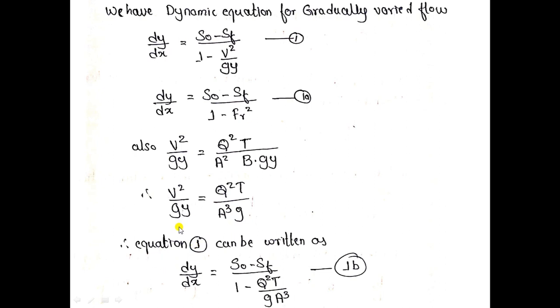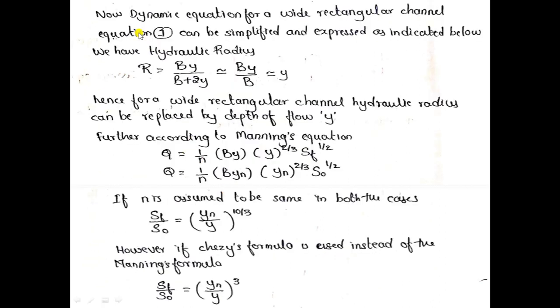Now, if we simplify this, equation 1 can be rewritten as dy/dx = (S0 - SF) divided by (1 - Q²T/(gA³)). Let me call this equation 1b. Now, for a wide rectangular channel, I can simplify equation 1. For a wide rectangular channel, the hydraulic mean radius R will be equal to the depth of flow. Hence, we can replace the hydraulic mean radius R with the depth of flow.